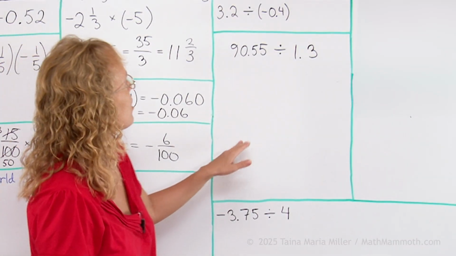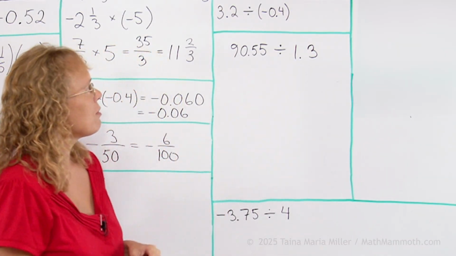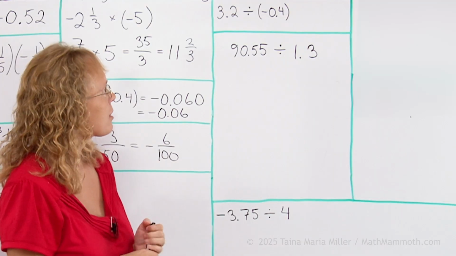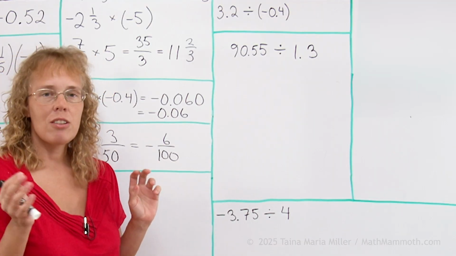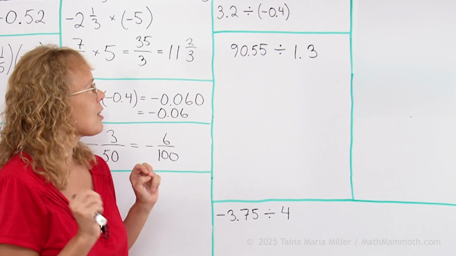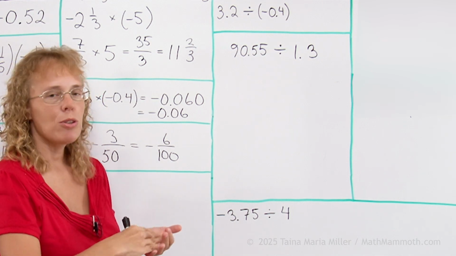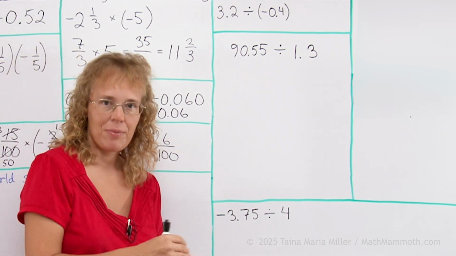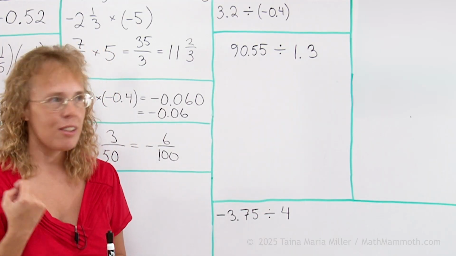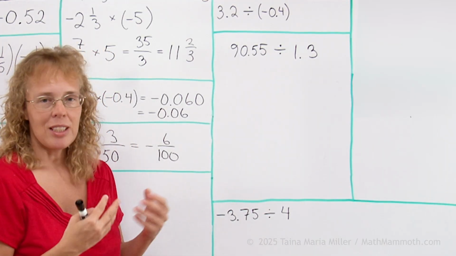And now here let's solve some more problems. 3.2 divided by negative 4/10. Okay, again, first ignore the negative sign, and think of it as 3.2 divided by 0.4. And there's a mental math trick to that, because those numbers behave nicely.